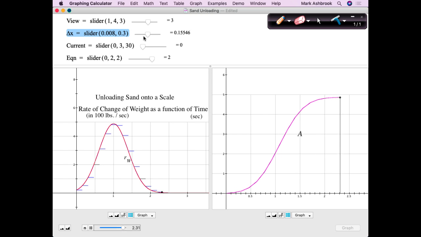So I can get it even smaller. So here's an even smaller delta x. Look at the rate function. Now the rate function is doing a pretty good job of mimicking the exact rate function. So how do we know what's small enough to call it exact, right? So we're going to just keep going smaller and smaller.